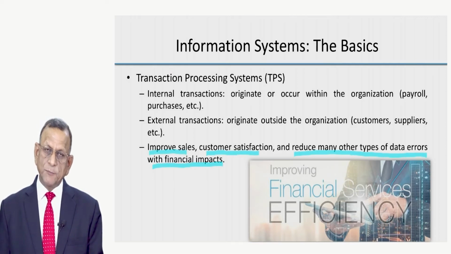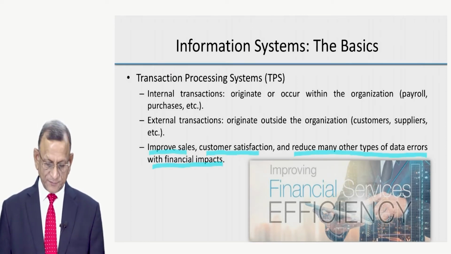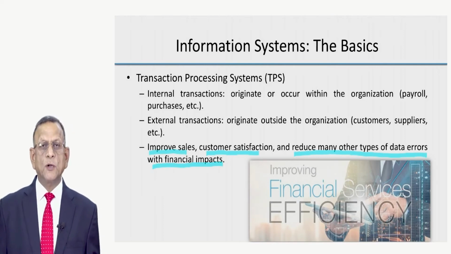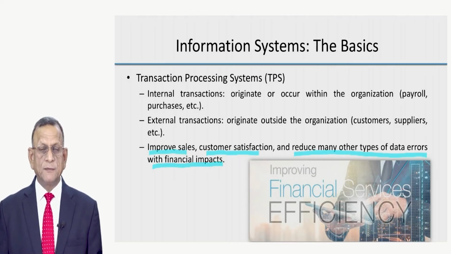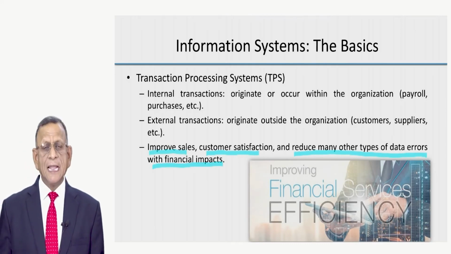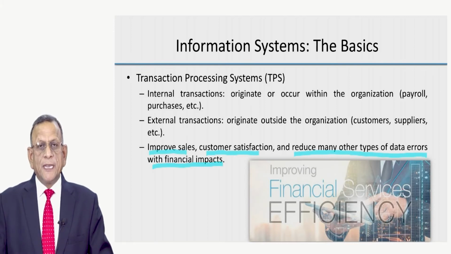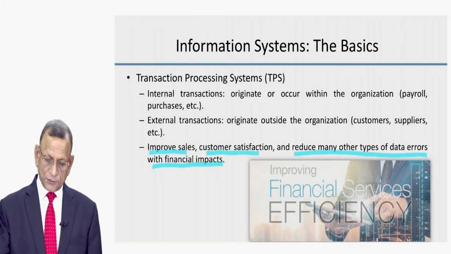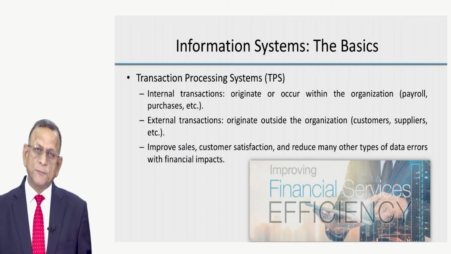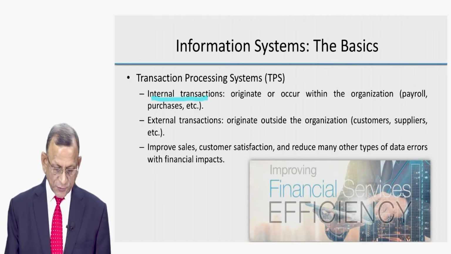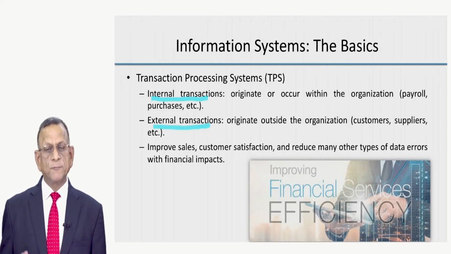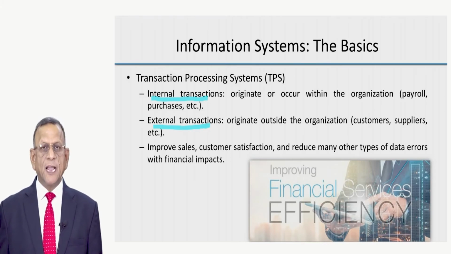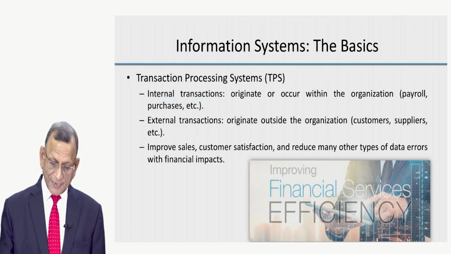So, transaction processing system is responsible for billing. Customer satisfaction. Customer wants a readable, beautifully printed, itemized bill. So, if your TPS is working well, then customer is satisfied. And it will help you to eliminate a lot of data errors. So, 3 aspects are there related to TPS. 1 is internal transactions, 2 is external transactions, and 3 certain benefits emerging out of it, like improved sales, improved customer satisfaction, and elimination of errors by and large.